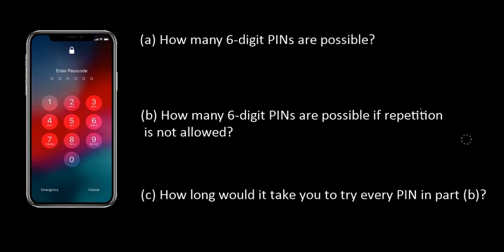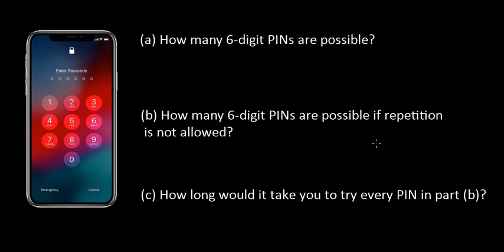Okay, so another smartphone counting question here. We have a newer smartphone by the looks of things, and it's a more secure smartphone because, as you can see here now, we have 1, 2, 3, 4, 5, 6 possible digits in our PIN. So first things first is how many 6-digit PINs are possible. And notice it doesn't say anything about repetition, at least in part A.